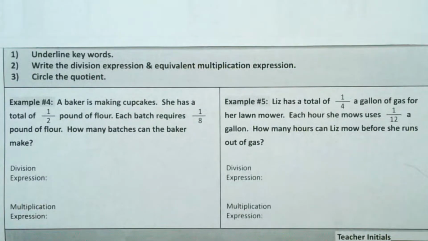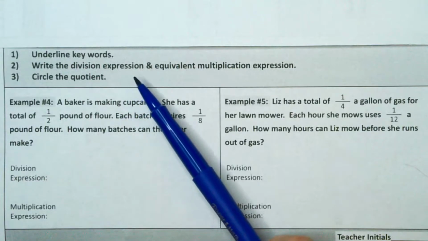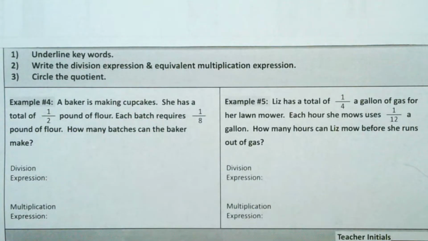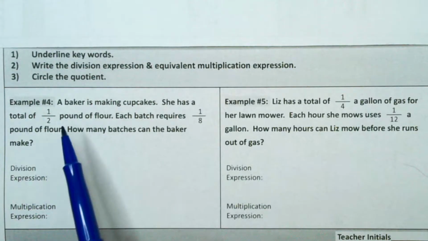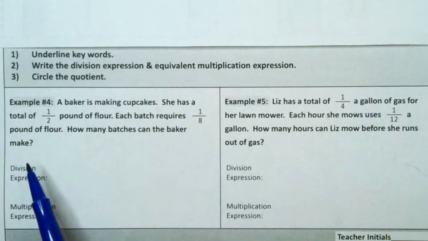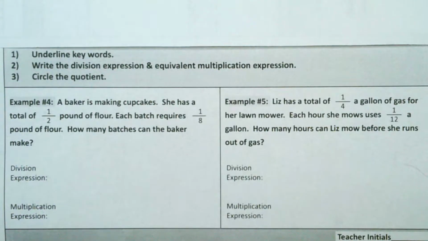All right, let's take a look at example number 4. The directions say underline keywords, write the division expression and equivalent multiplication expression. Circle the quotient. Example 4 says, a baker is making cupcakes. She has a total of 1/2 pound of flour. Each batch requires 1/8 pound of flour. How many batches can the baker make? I want you to look up at your notes and underline any keywords you see. Come back to the video once you're done underlining.